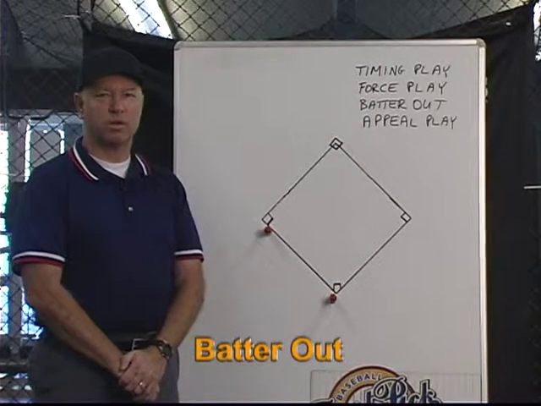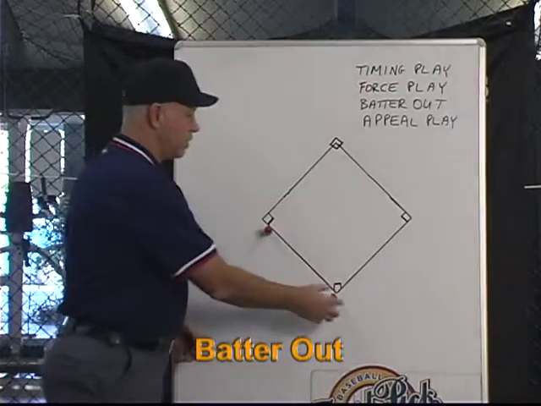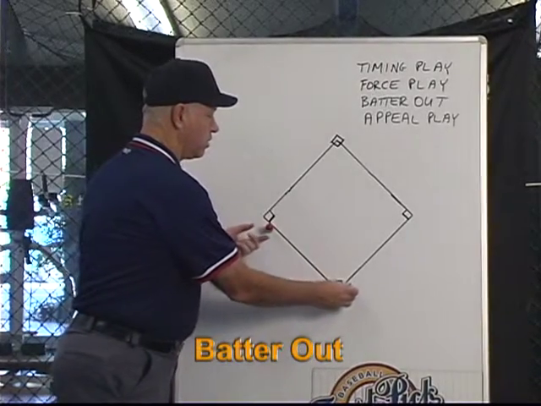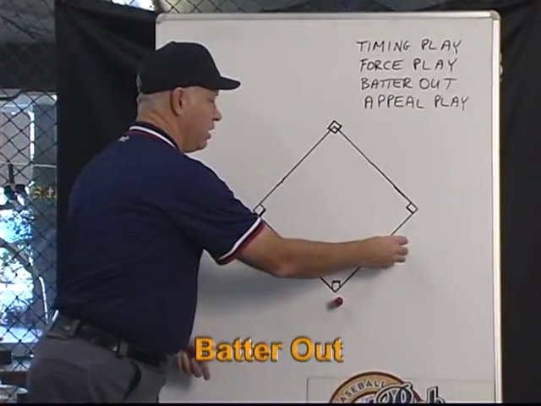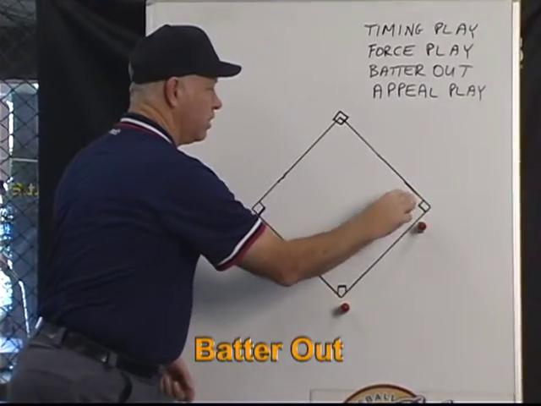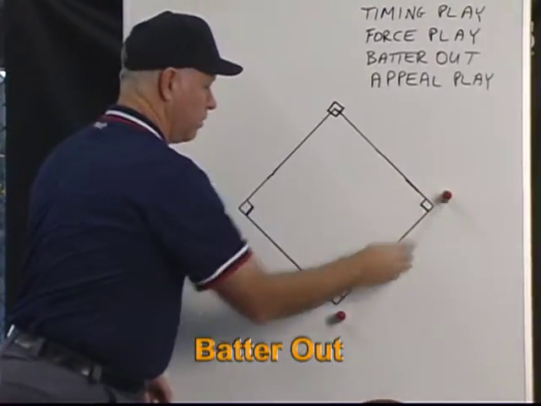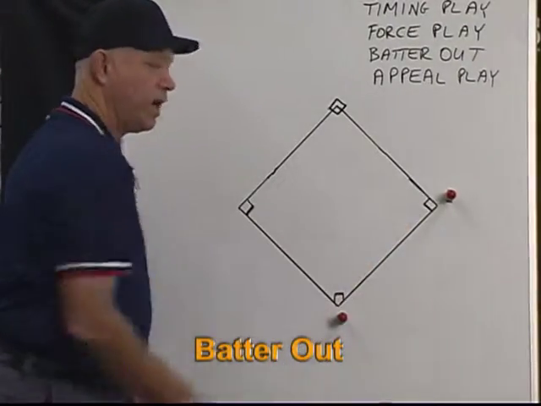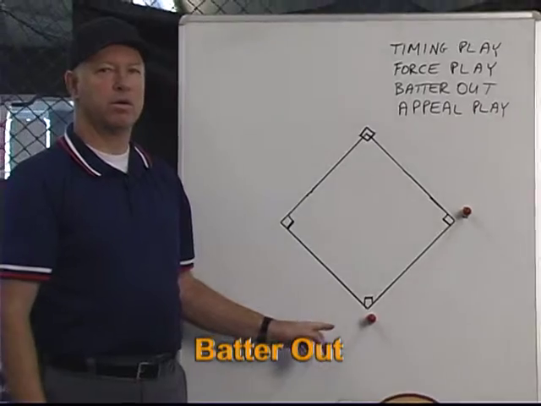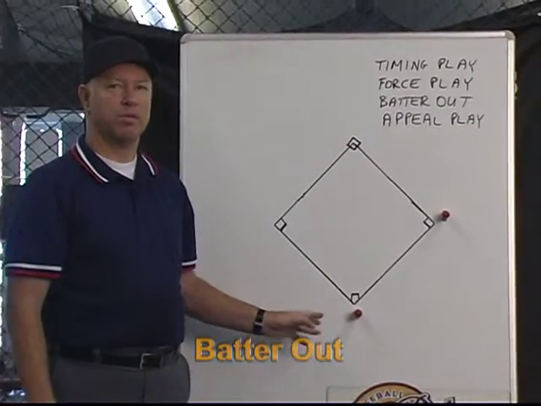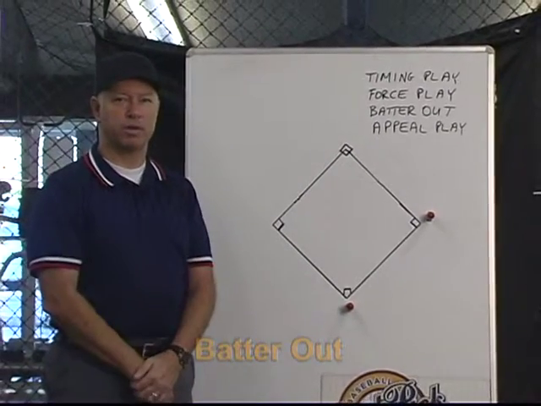It's similar to a force play, but it's simply if the batter is put out before he reaches first base, no runs can score. So if this guy hits a ground ball, he starts running, this guy comes in, crosses the plate, then the throw comes, they get him out. Even though he scored before the out, this run would not score because no run can score if the third out is a result of the batter being put out before he reaches first base.